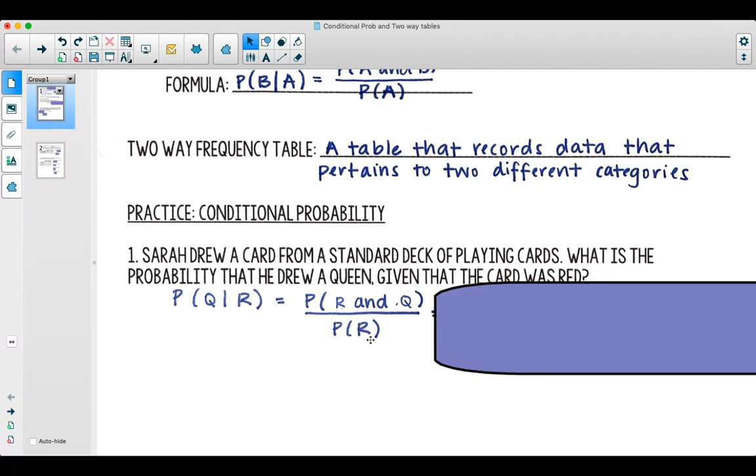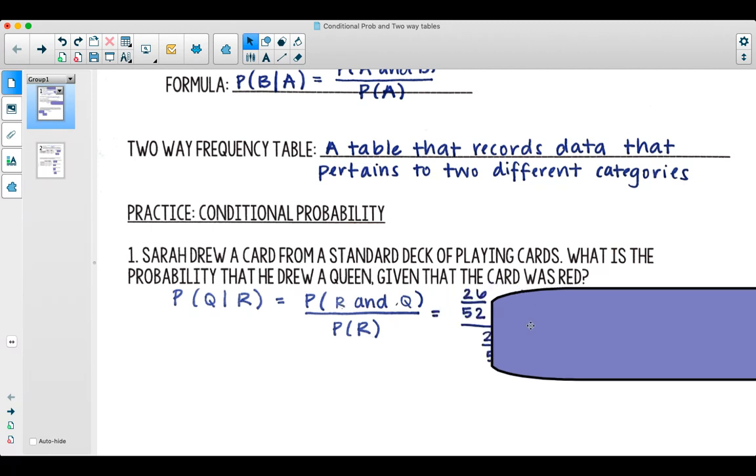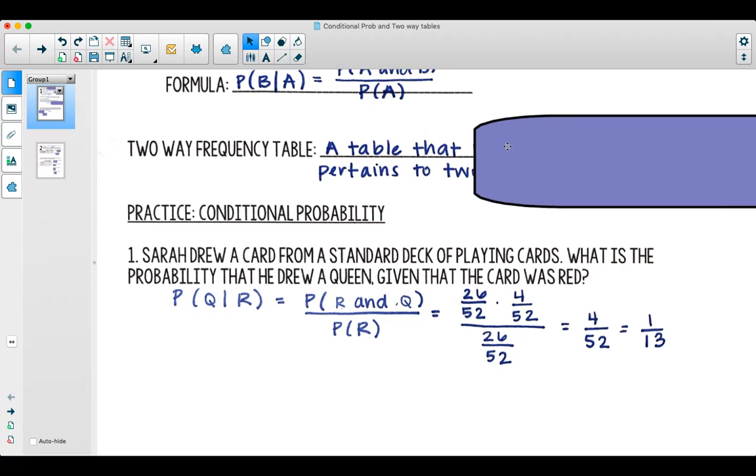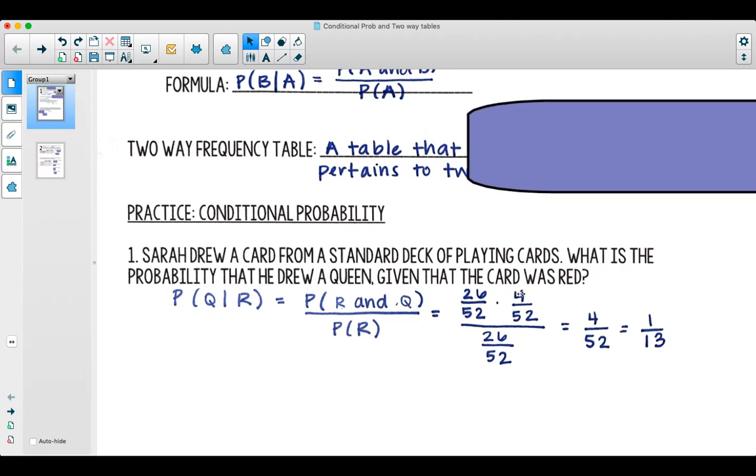So the probability that the card is red is going to be 26 over 52. The probability that it's going to be a queen is 4 over 52. And then all over that 26 over 52. Now what we know about this is that 26 over 52 is going to cancel in the numerator and denominator, leaving us with just 4 over 52, and that simplifies to 1 over 13. Now we could just look at this problem and we might know that it's 1 over 13, and that's fine as well.